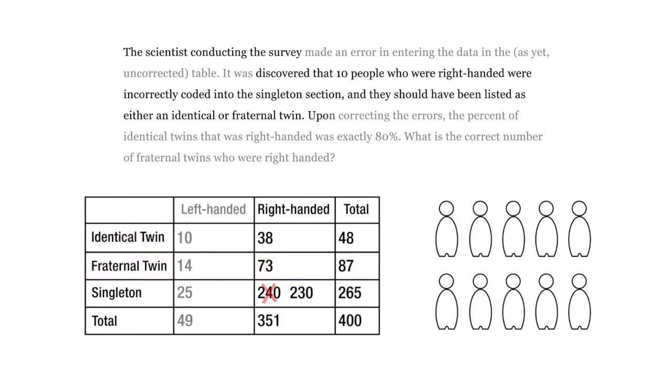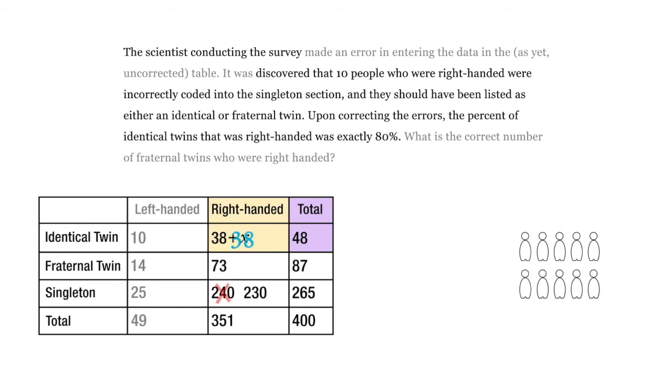Upon correcting the errors, the percent of identical twins that was right-handed was exactly 80%. So the percent that was right-handed, that's this category here, was 80% of the identical twins were right-handed. So what we're going to do is we're going to come up with some extra number. There's some extra number here that we can add to 38 that will then get us to 80% of the total. Now you may be tempted to say, okay, 38 plus x over 48 equals 80%.